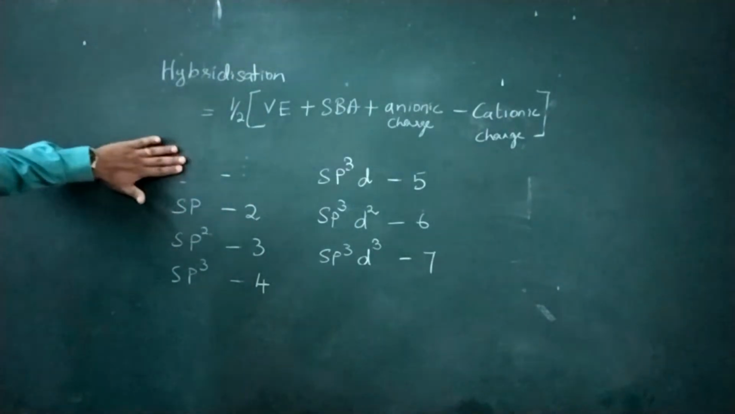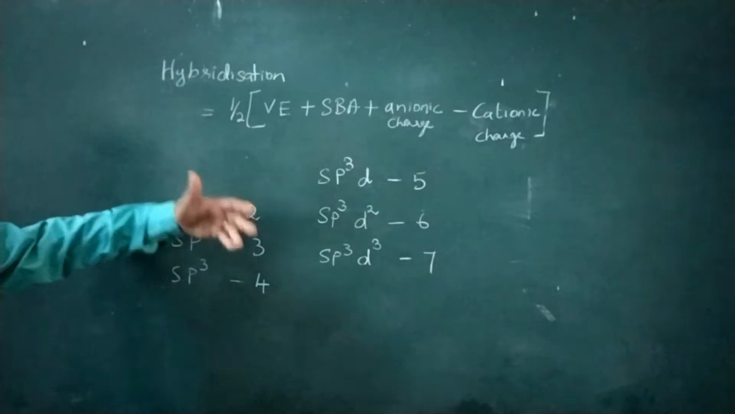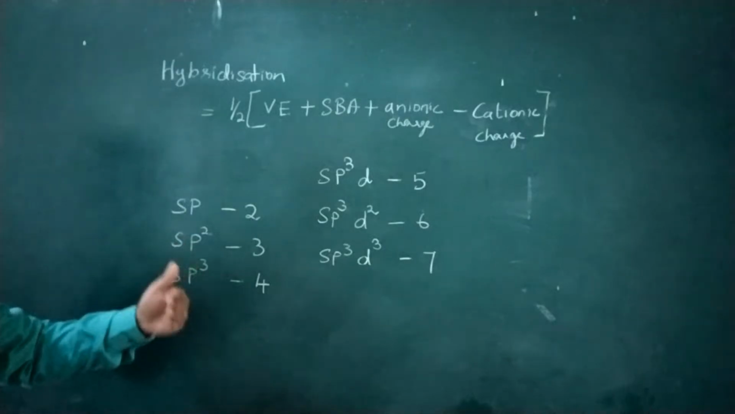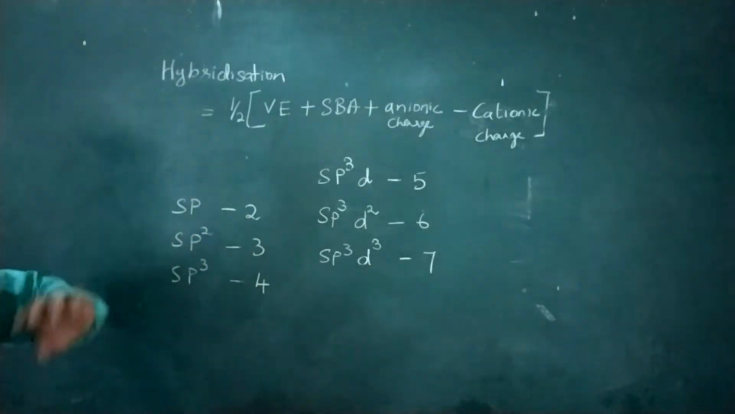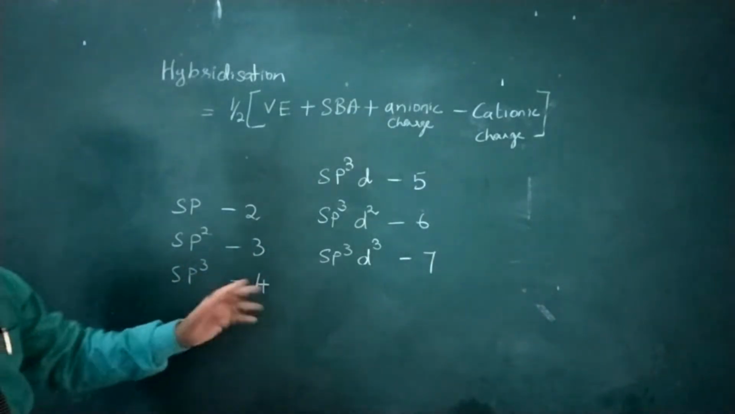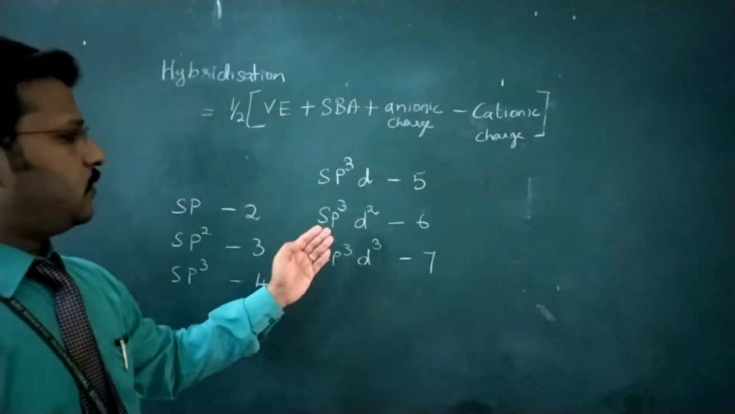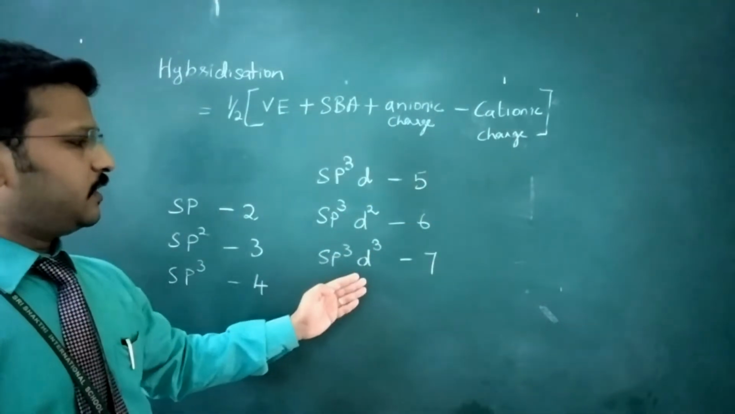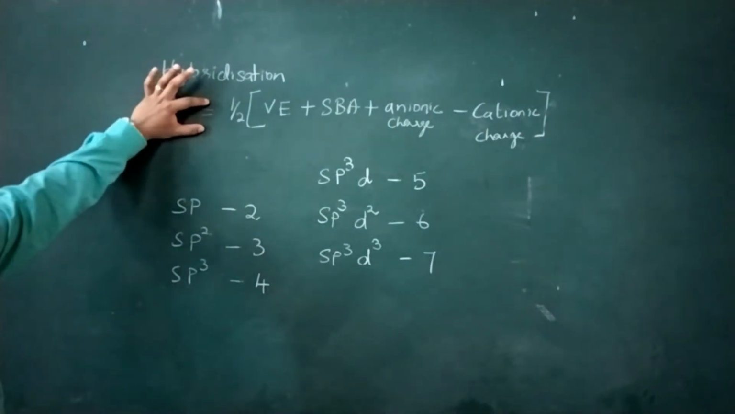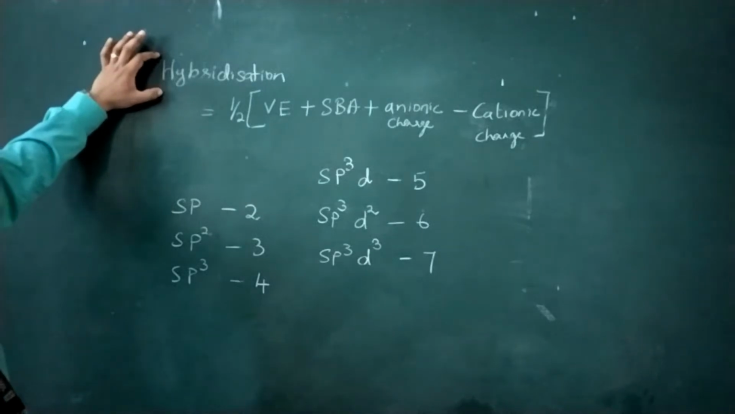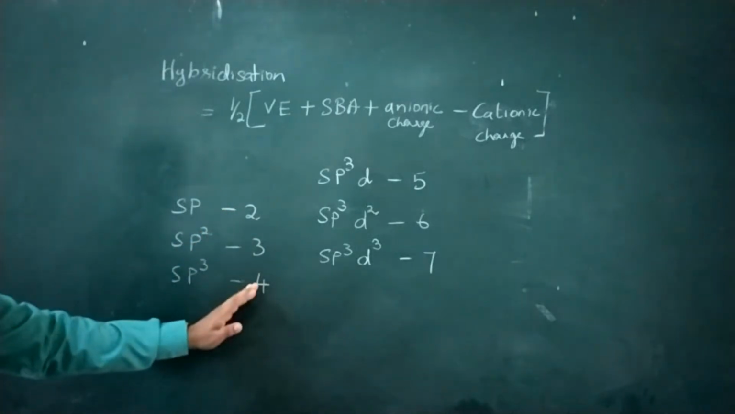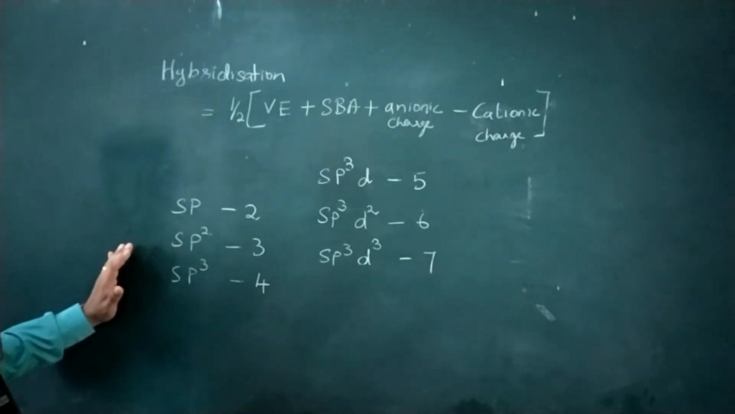A single s orbital is not considered a hybridized orbital. One s orbital and one p orbital merge to give sp hybridization. The hybrid orbitals are 2 for sp, 3 for sp2, 4 for sp3, 5 for sp3d, 6 for sp3d2, and 7 for sp3d3. Now consider all these numbers. Whatever value you get in the hybridization calculation, you just use the respective value to determine the respective hybridization.